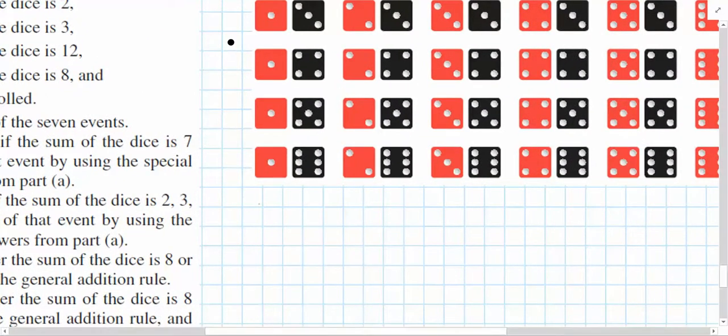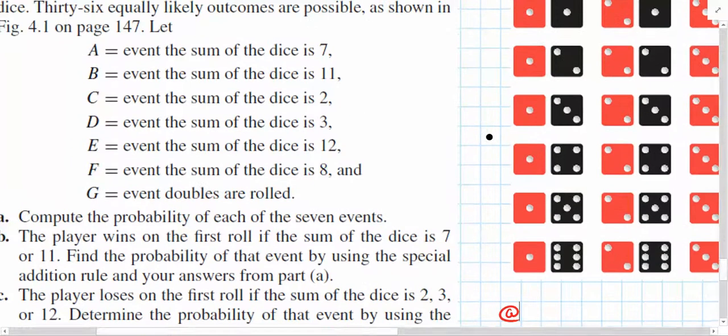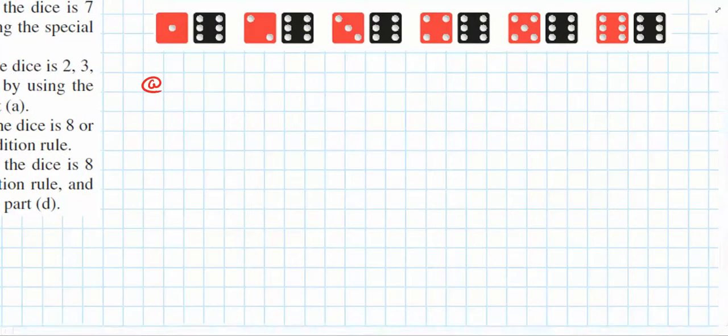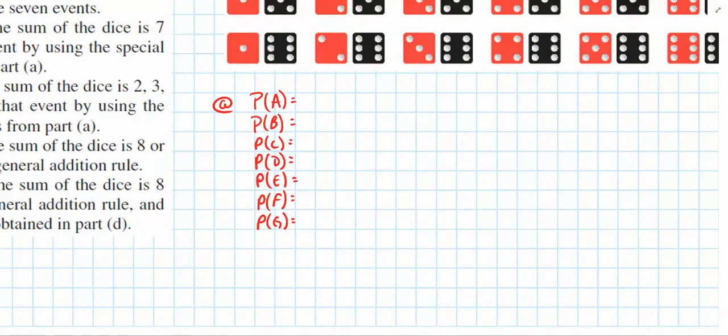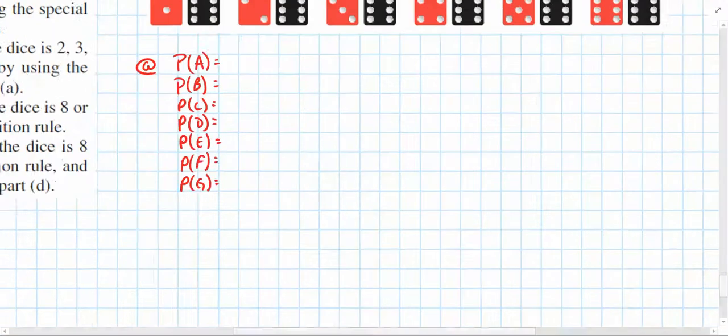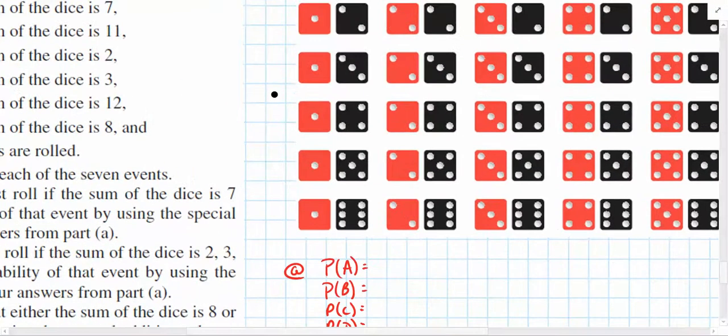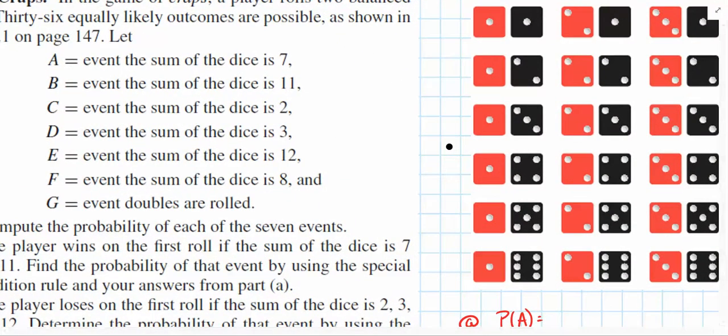So I'm going to show my answers over here. This is problem A, and I just need to find these probabilities. So I'll just set out by making a small table here. Probability of A, probability of B, C, and so on. Okay, since we have this table in front of us, it makes our life a little bit easier when determining these probabilities.